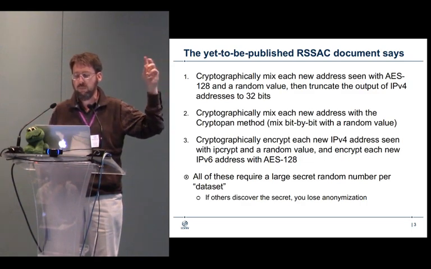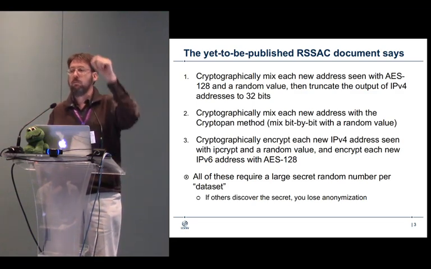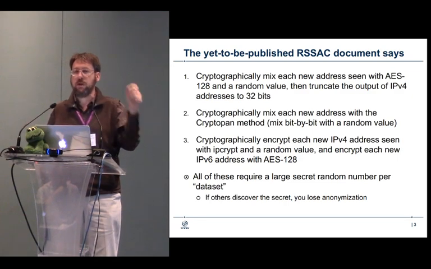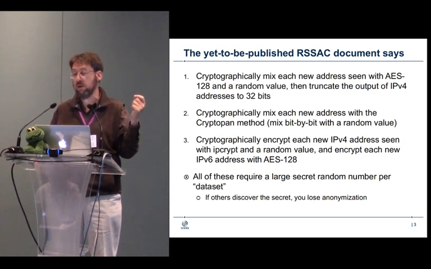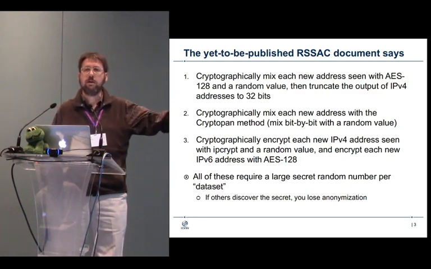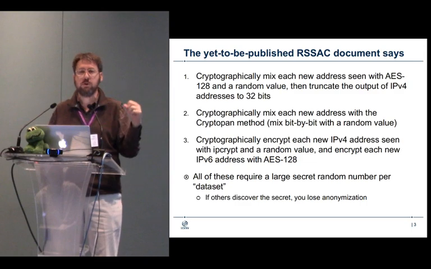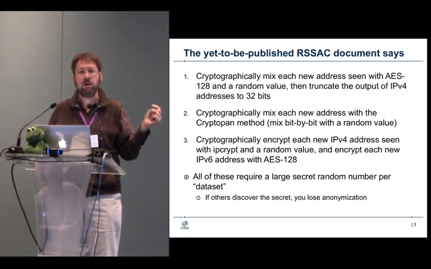Method number 2 is you use something called CryptoPan, which actually mixes each address bit by bit and then truncates the bits. The reason for this is you get some properties that you don't get with the plain truncation. The nice thing is that if any two output IP addresses are in the same subnet, that means they were in the same subnet coming in. So that helps researchers who are trying to see a subnet that has more than one resolver in it or something like that.